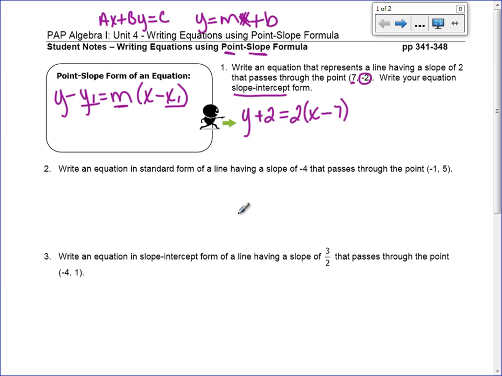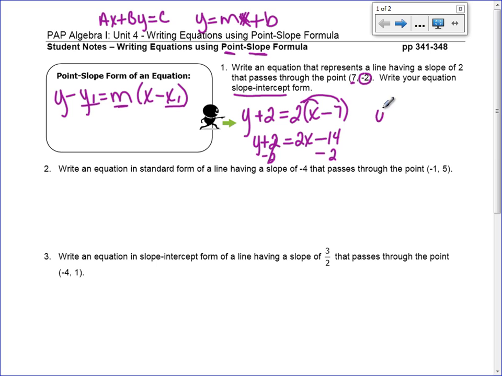Now I'm going to just simplify this so I can make it look like slope-intercept form. So the first thing I have to do is get rid of parentheses, so I'm going to distribute here. So I'm going to have y plus 2 equals 2x minus 14, because I just multiplied 2 times both parts of this. Now in order for it to be in slope-intercept form, I need this y to be by itself, so I'm going to subtract 2 from both sides.